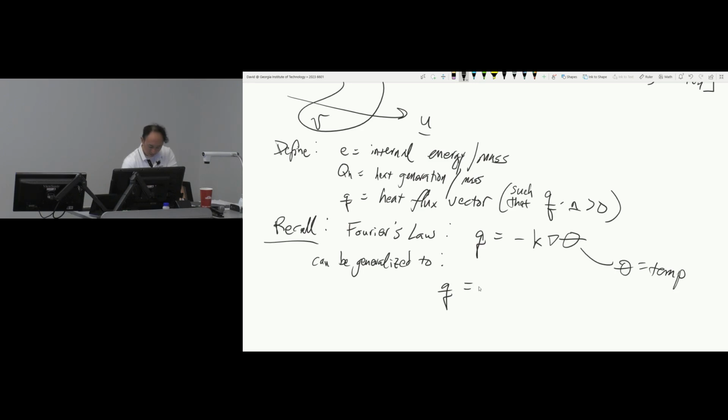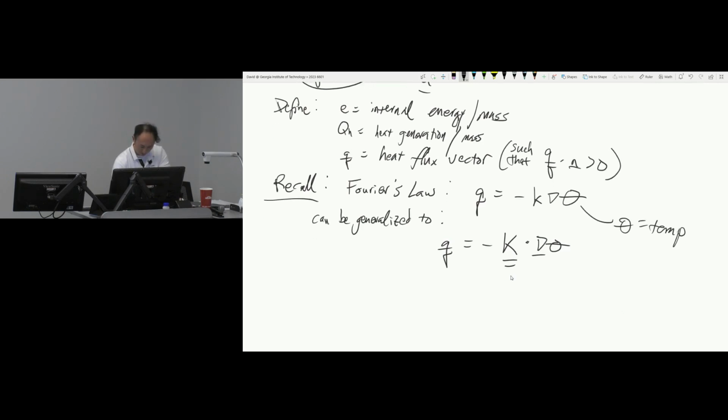So just like we generalize, we had this idea that the stress could be a function of any of these different components. You could basically have a generalized conductivity tensor that's going to depend on the three-dimensional temperature gradient.